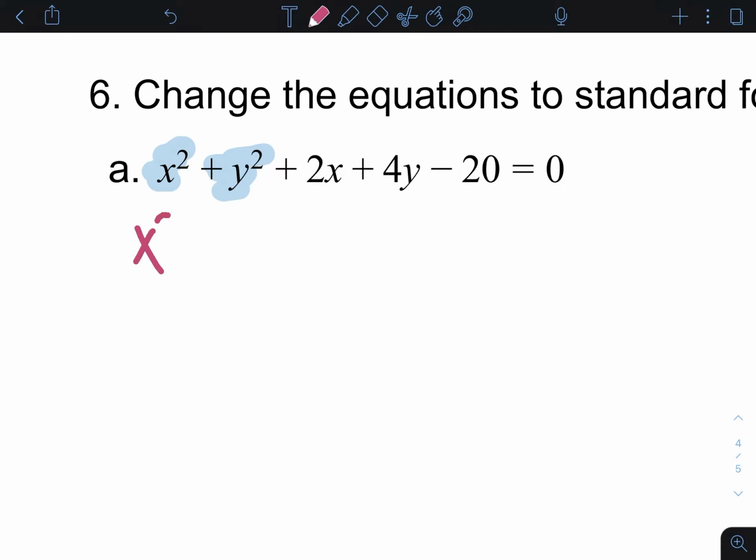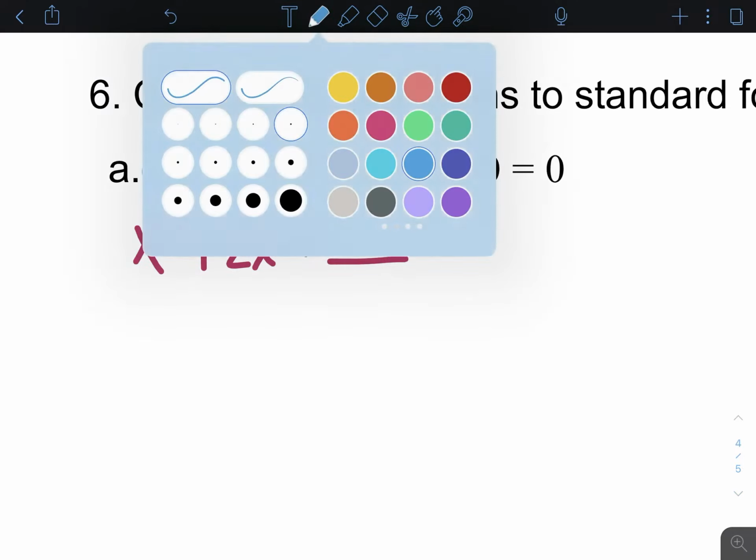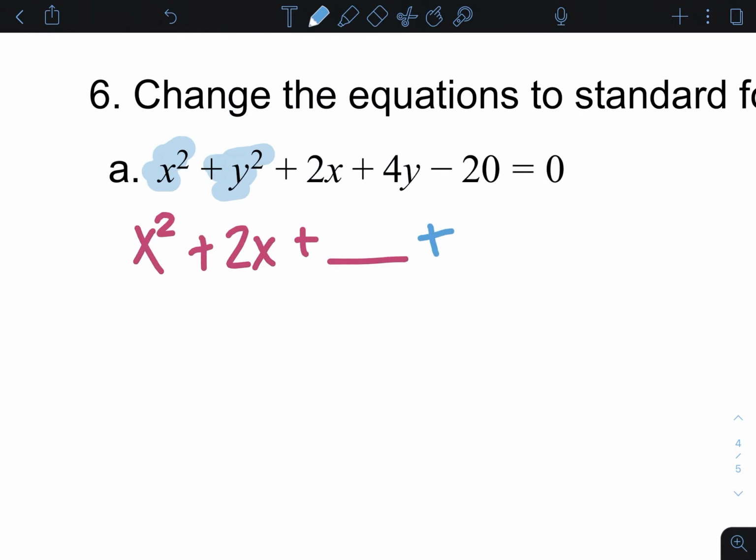So x squared plus 2x, and I'm going to go ahead and leave that little blank space there that I know I'm going to have to find. And then y squared plus 4y plus blank space.